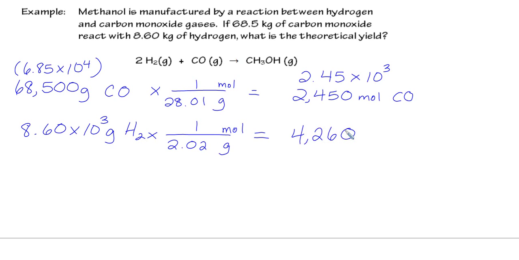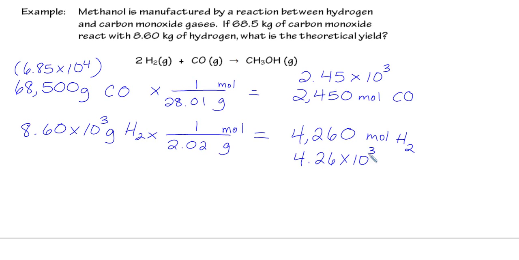So you could do that, and I would not have a problem with it. You're showing 3 sig figs. Or if you'd like, you can do scientific notation and write that as 4.26 times 10 to the third. I'm cool either way.